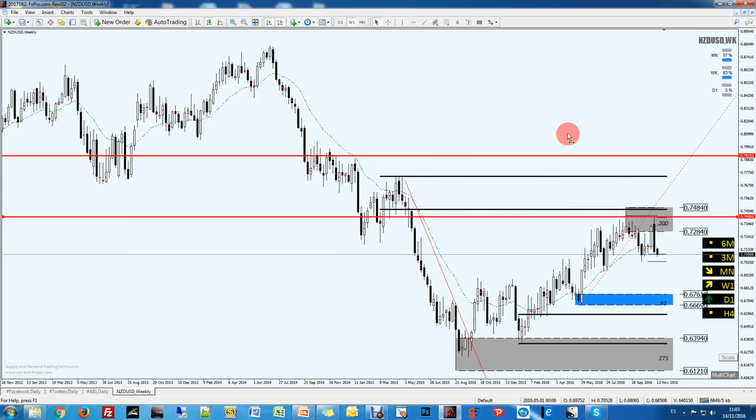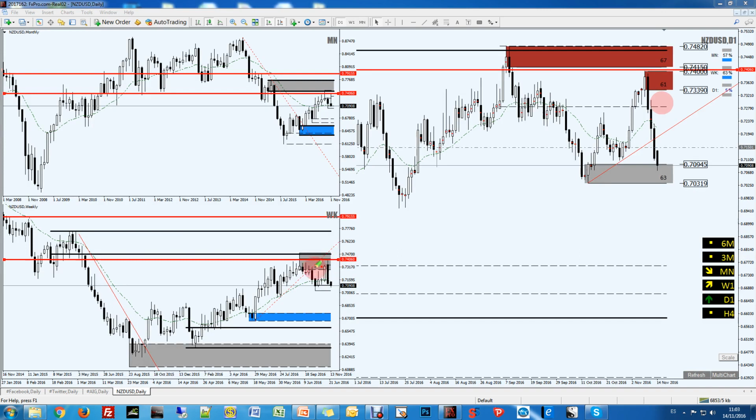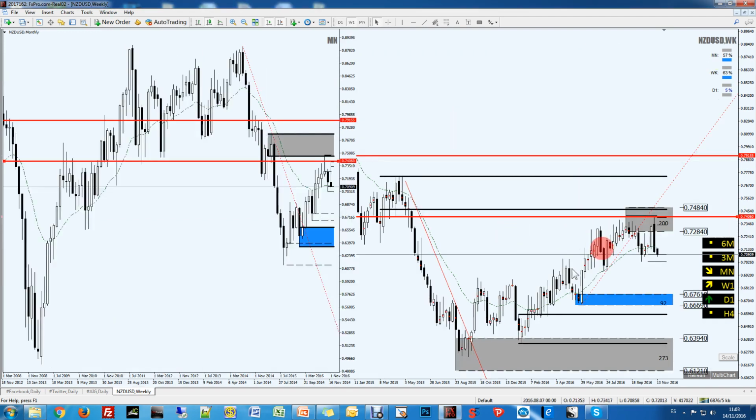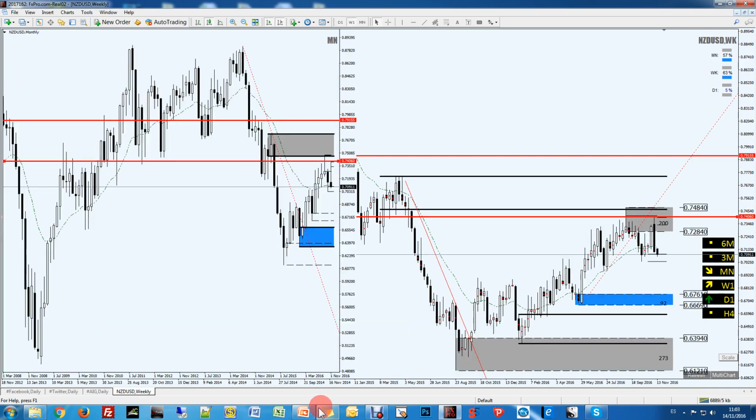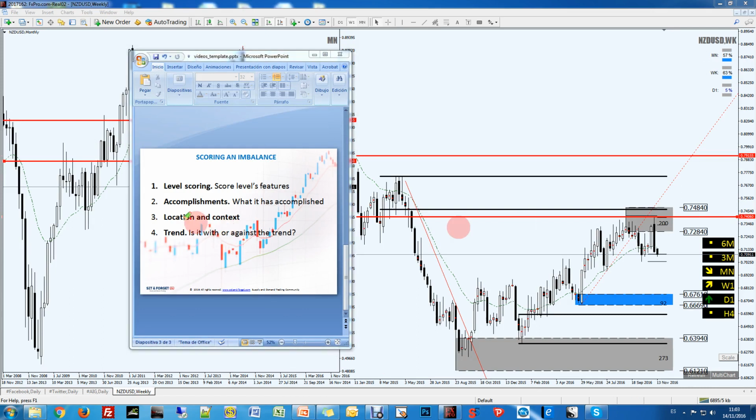Let's take a look at this multi-chart. So this monthly, weekly is here on the monthly. It's happening right there. So when we look at it, okay, again, accomplishment, good. Location, perfect. And the trend, we already know that. The trend is with us. We've got bearish consolidation on the monthly with the monthly location and context with us, and accomplishment and everything with us. So we can take shorts. Now it's the bias to take shorts by scoring this level.